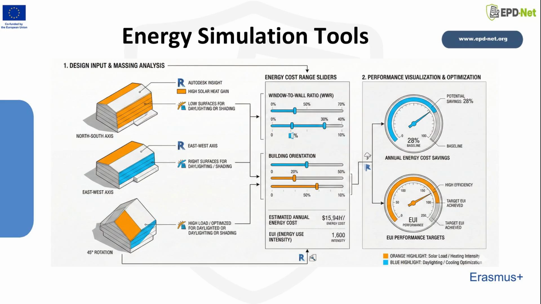Other platforms such as CoveTool provide automated optimization workflows based on carbon and cost metrics. The shared objective of these tools is to provide fast and reliable feedback to guide ecological decision-making before the building design becomes finalized.